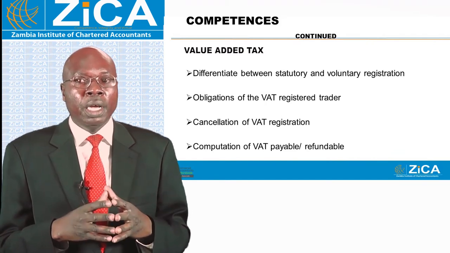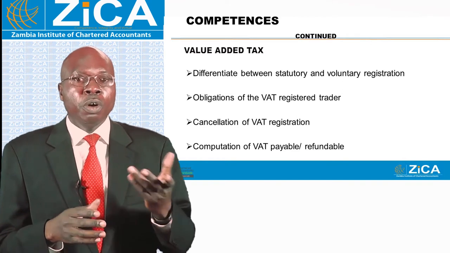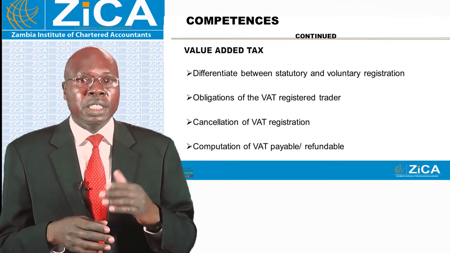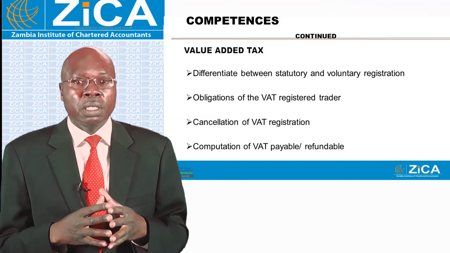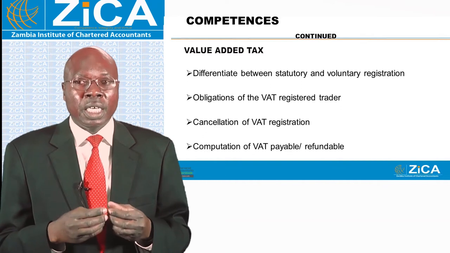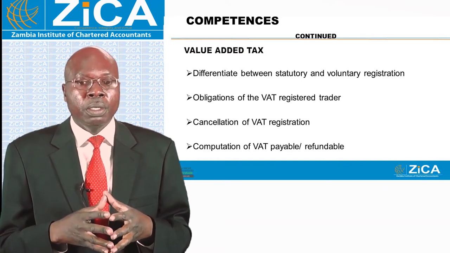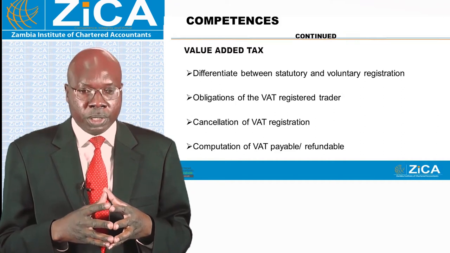It is payable to ZRA when the output tax is more than the input tax. But if the opposite applies, where the input tax is greater than the output tax, then a trader should recover that tax. In other words, make a claim from Zambia Revenue Authority.